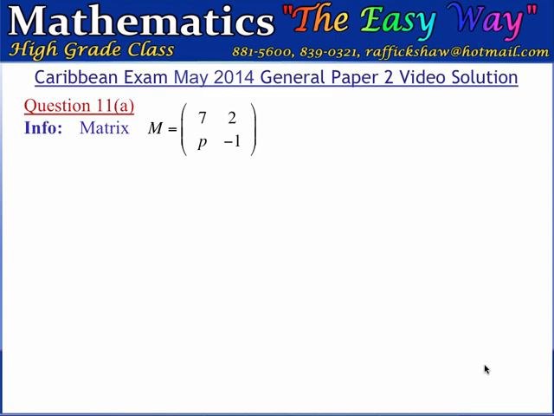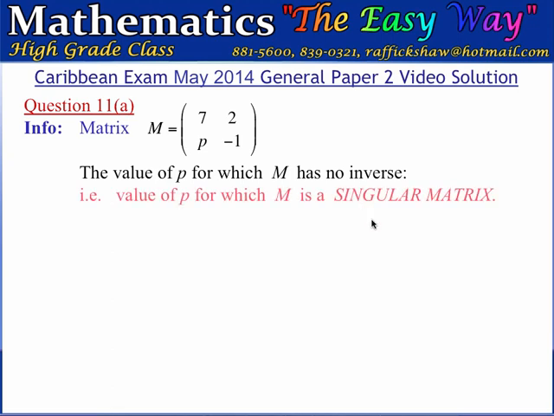We are now at question 11, the last question of this CXC CSEC May 2014 General Paper 2 exam video solution. And part A of this question 11 gives us this matrix M, where M is equal to 7, 2, P, negative 1. And we are told to find the value of P for which M has no inverse. And when a matrix has no inverse, it is referred to as a singular matrix, and therefore what we really want is the value of P for which M is a singular matrix.